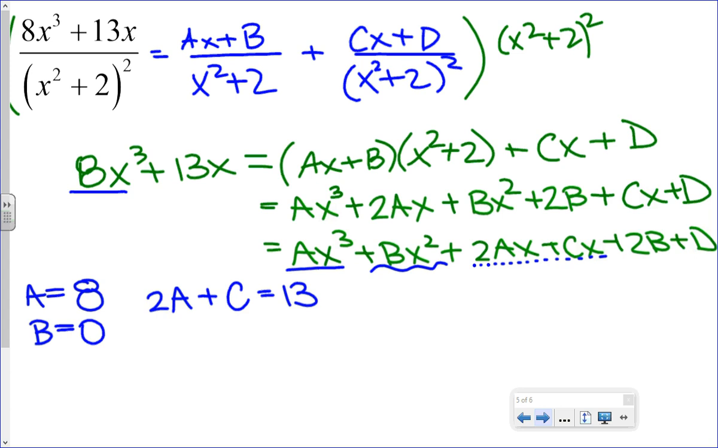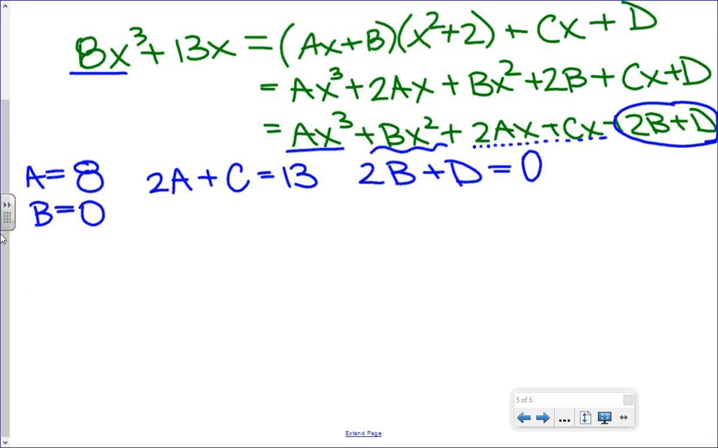And then same thing over here. Do you see a constant? No. So what needs to be true about 2b plus d? If there's no constant, what should they equal? 0. Okay, so we have A and we have B. Let's go to here first. If B is 0, what does that mean about D? D is going to equal 0.